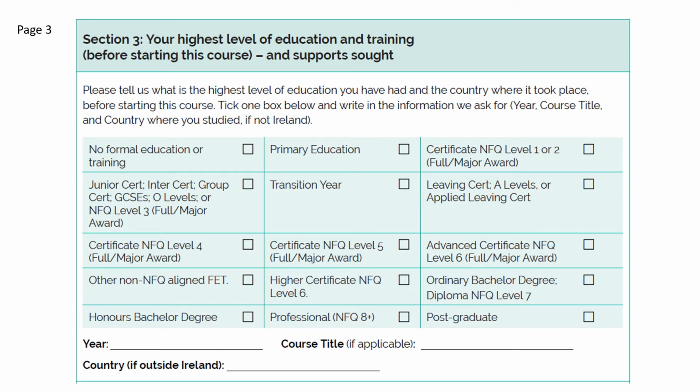Section 3. This section is about your educational history. What they're looking for in this section is the highest level of education you have gone to so far. So for example, if you have gone as far as junior cert, you choose this box here. You enter the year that you did your junior cert, and you enter in the title, which would be junior cert.